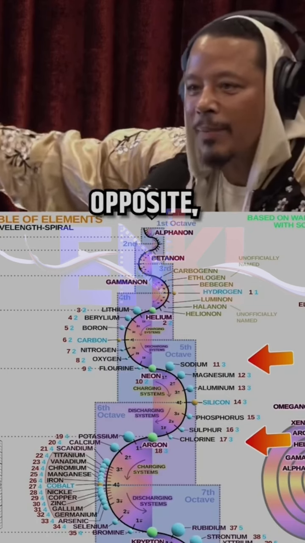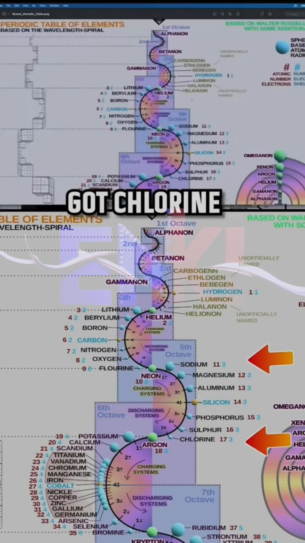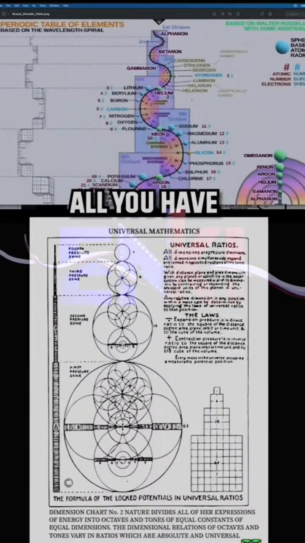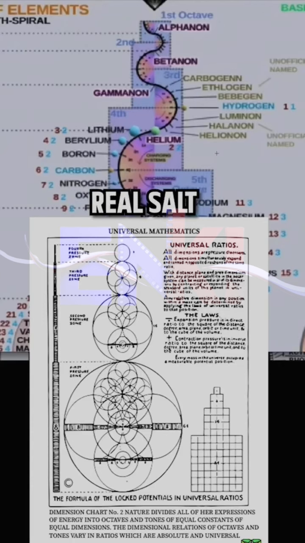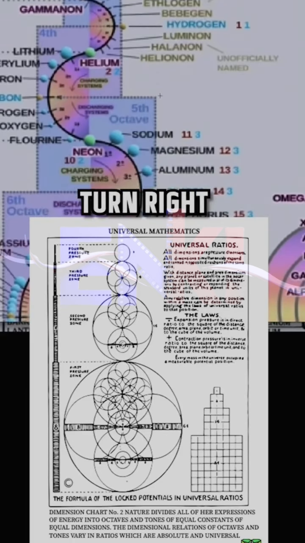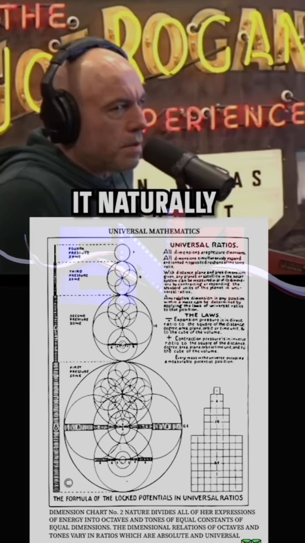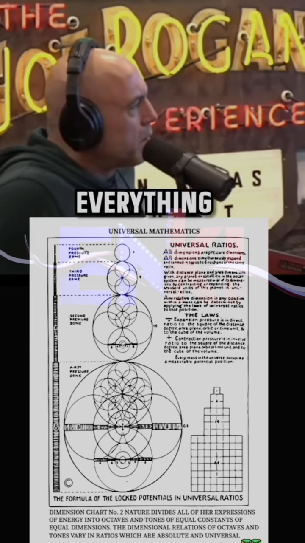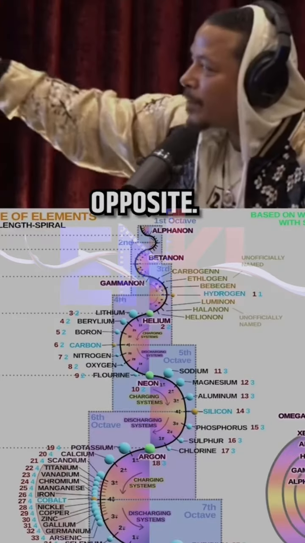And the proof of it, we know the relationship between sodium and chlorine. They're equal and opposite mates. If you get out of the pool and you've got chlorine and you're itching from the chlorine, all you have to do is get some real salt and rub that on your skin, and it'll turn right into an oil. It naturally neutralizes each other. So everything has an equal and opposite mate.